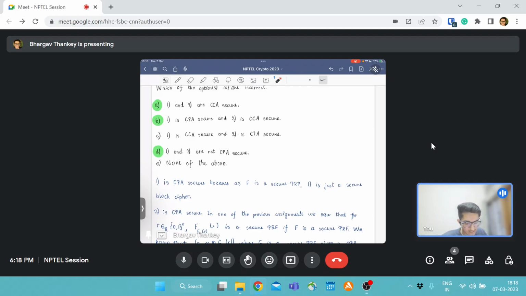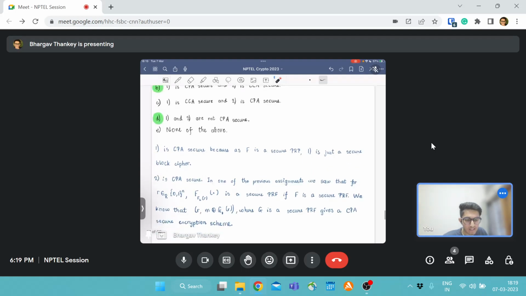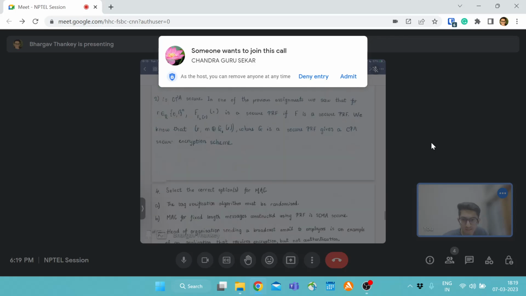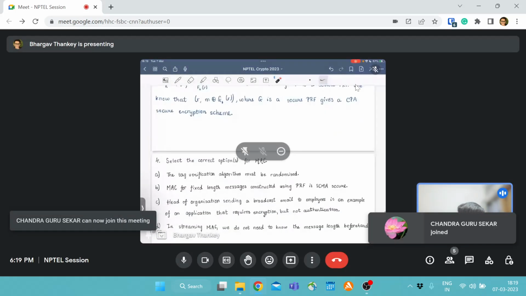And now let's look at option A. Option A says that 1 and 2 are both CCA secure. Now it turns out that 1 is CCA secure, but I couldn't figure out a simple formal proof for it. So what I'll just do is show that 2 is not CCA secure. So let's see that 2 is not CCA secure.